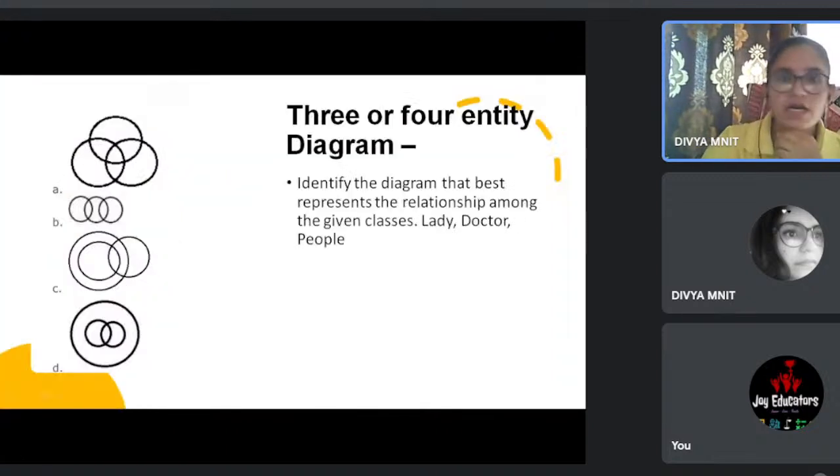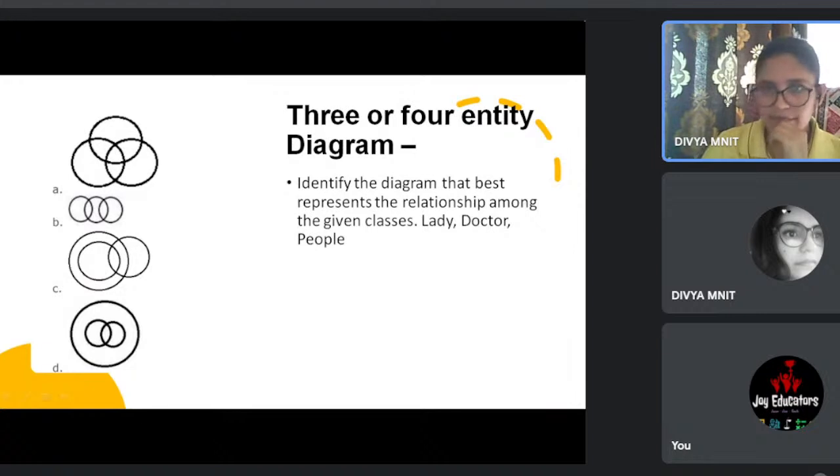Okay, now let's take some examples of this first type. In this example, we have to find the relation between lady, doctor, and people. So option A, option B, and option C. Find the relation between doctor, lady, and people. Just answer this question. If you know, you have 15 seconds.